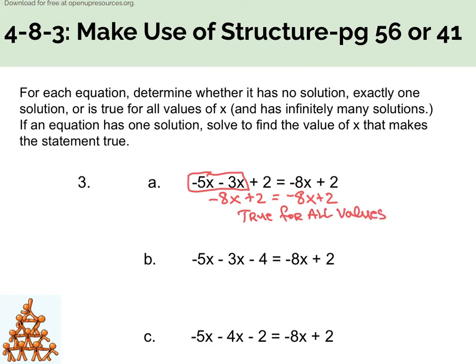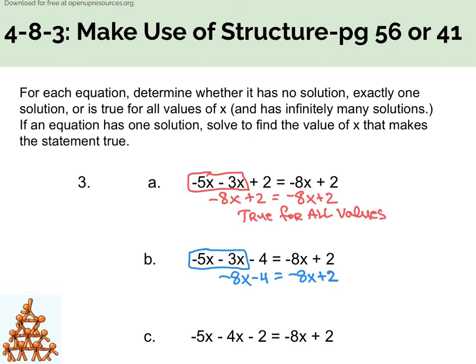All right, let's look at the next one. Same thing. Let's go ahead and look at B. Let's go ahead and combine variables on the same side. So -5 minus 3x, so that is -8x minus 4. And then the right-hand side, we didn't do anything with it.